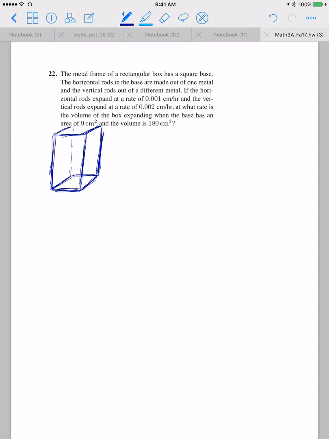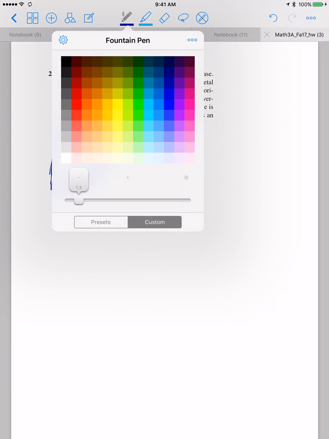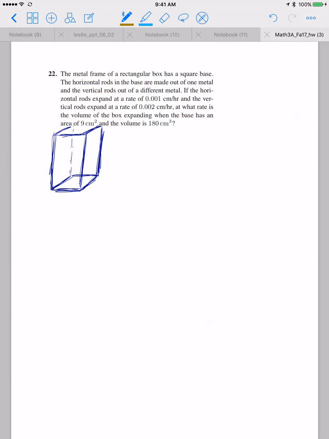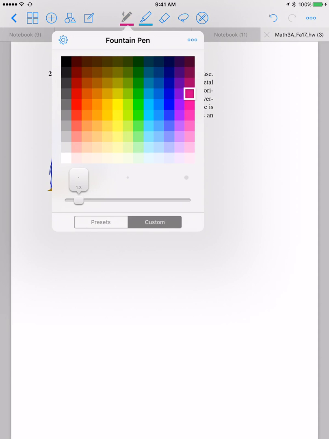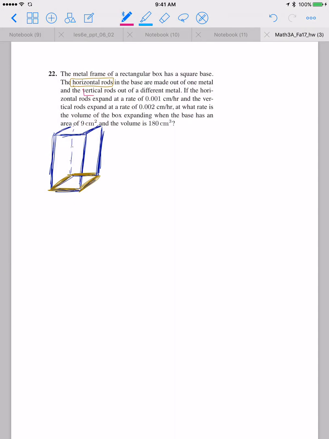Okay, the horizontal rods and the base are made out of one metal and the vertical rods out of a different metal. So I'm going to use one color for my horizontal rods. So the horizontal rods are here, here, here, and here, okay, in the base, whereas the vertical rods are here, here, here, and here. So there are 4 vertical and 4 horizontal rods. And the rods are made out of different metal.